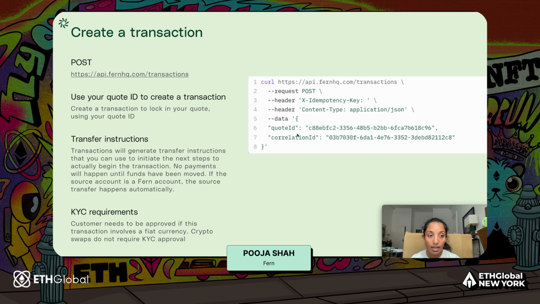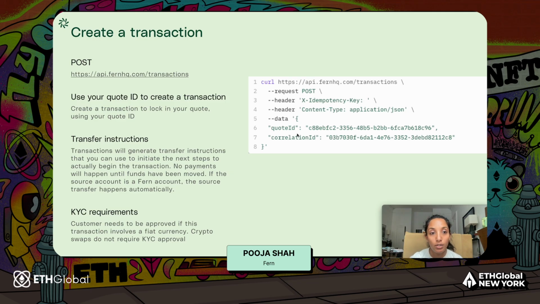If the source payment account is a Fern wallet, or a Fern account generally speaking, whether it's a fiat account or a Fern crypto wallet, the transfer of the source funds will happen automatically. You or your customer do not need to initiate anything, and that's because Fern has the ability to initiate the transfer of those funds out of those accounts with your approval. So transfer instructions are very important to pay attention to.